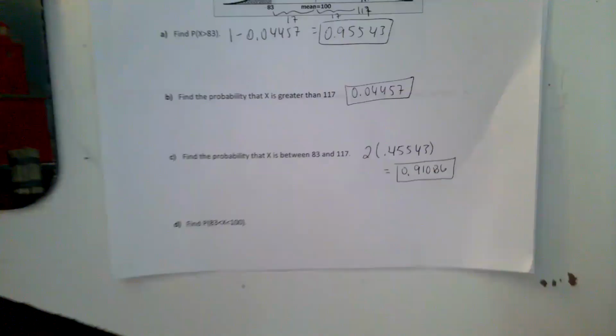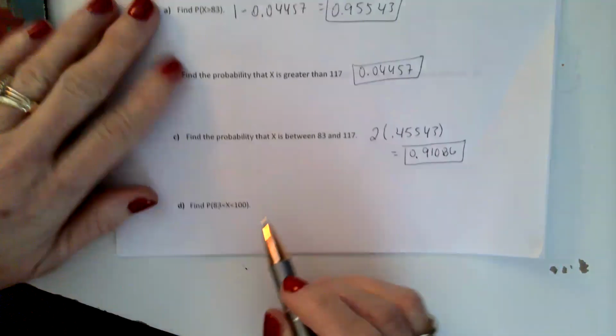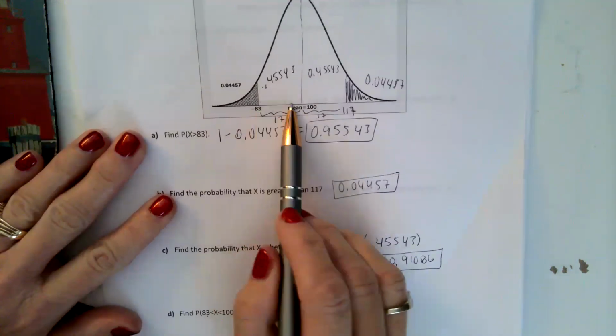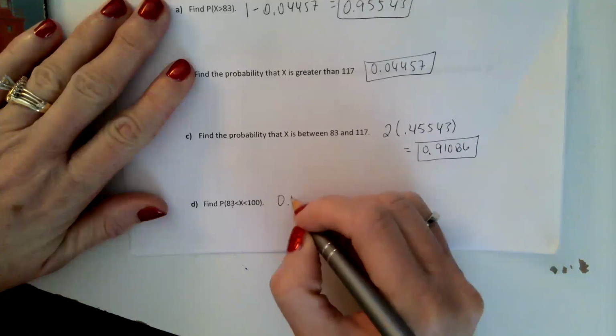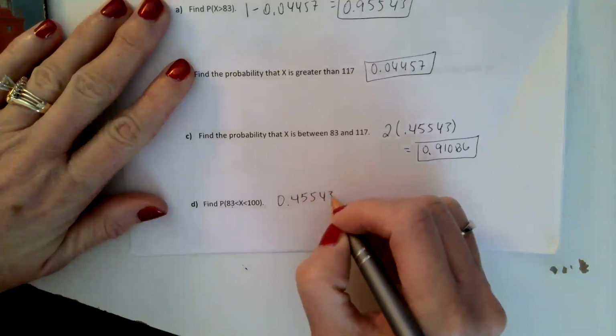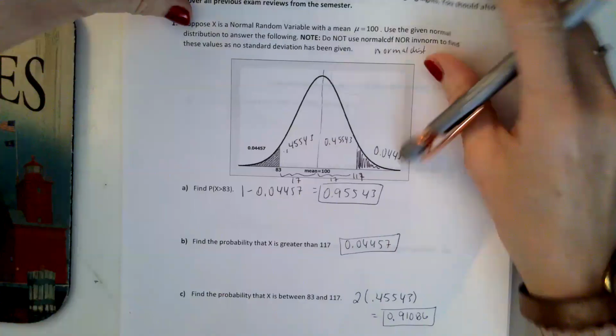And then D says, find the probability that X is between 83 and 100. So that's just the space here from 83 to 100, which is 0.45543. So just a conceptual understanding of what the curve tells us.